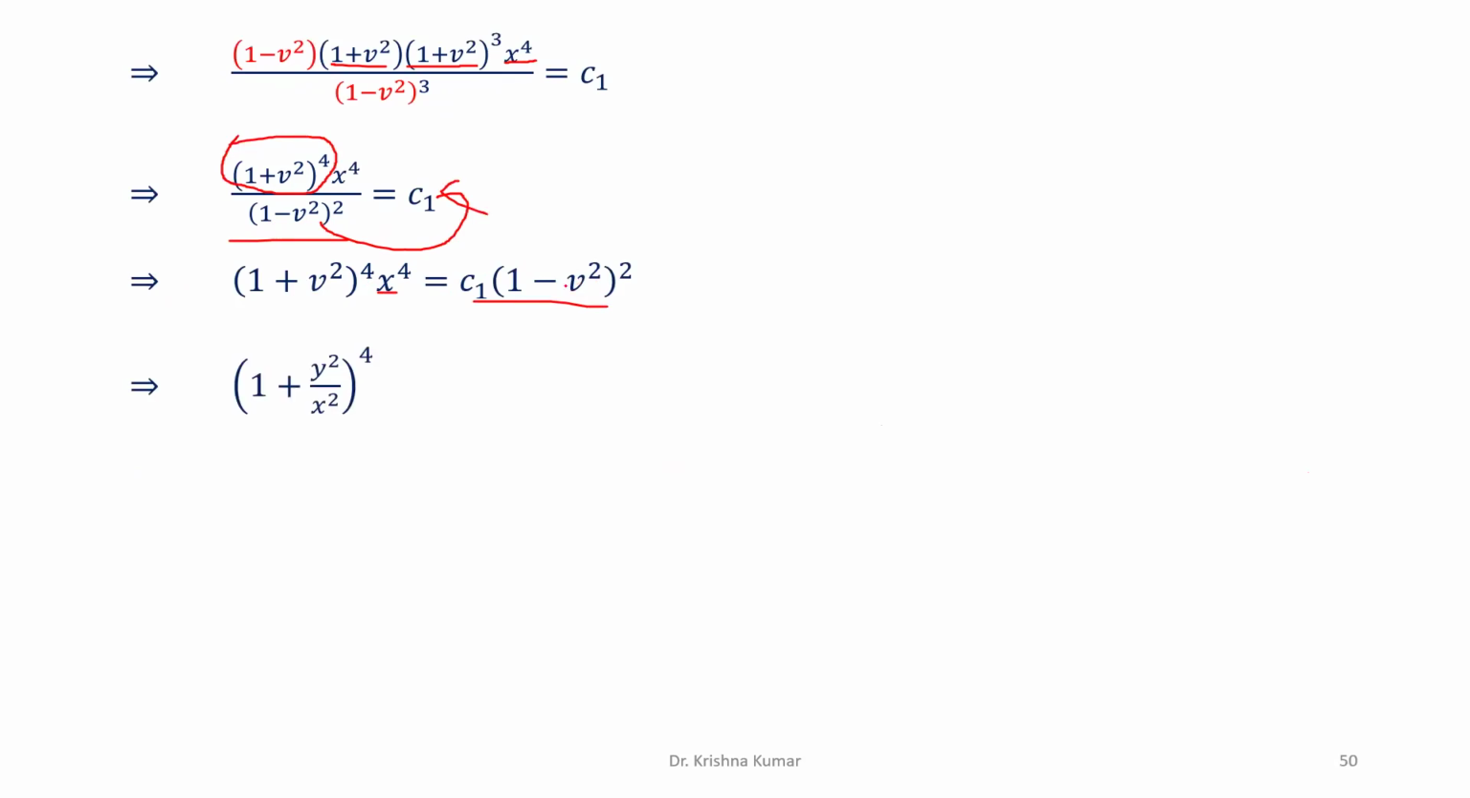Now let us substitute the value of v over here. The value of v is y upon x. So 1 plus y square upon x square whole to the power 4 into x to the power 4, which is equal to C1 times 1 minus y square upon x square whole square.